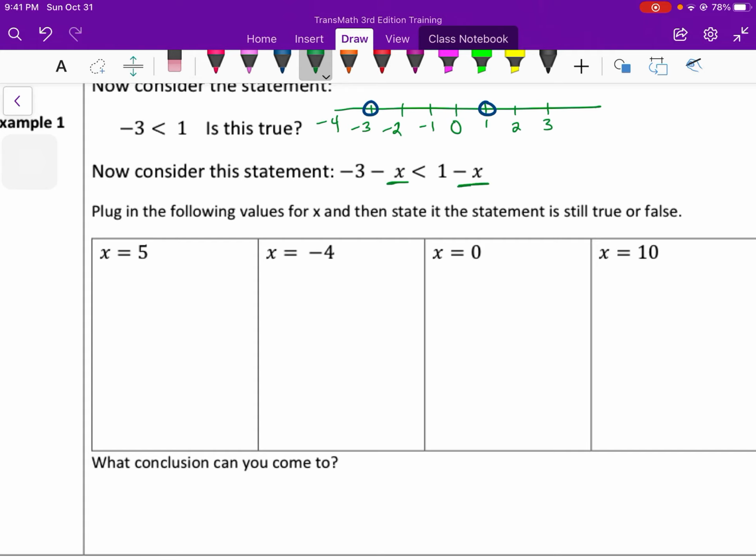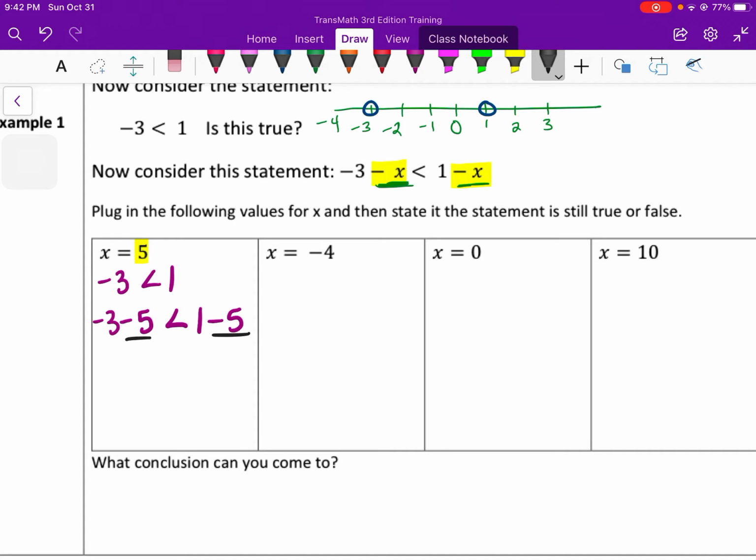Now let's consider the statement, negative 3 minus x. Is that less than 1 minus x? Basically, I'm wondering if I subtract the same number from both sides of my inequality, would I get an answer that is still true? So let's try it. I have negative 3 is less than 1. Is negative 3 minus 5 less than 1 minus 5? So I had a 5 for my x, so I plugged that into the minus x spot. So I subtracted 5 from both sides.